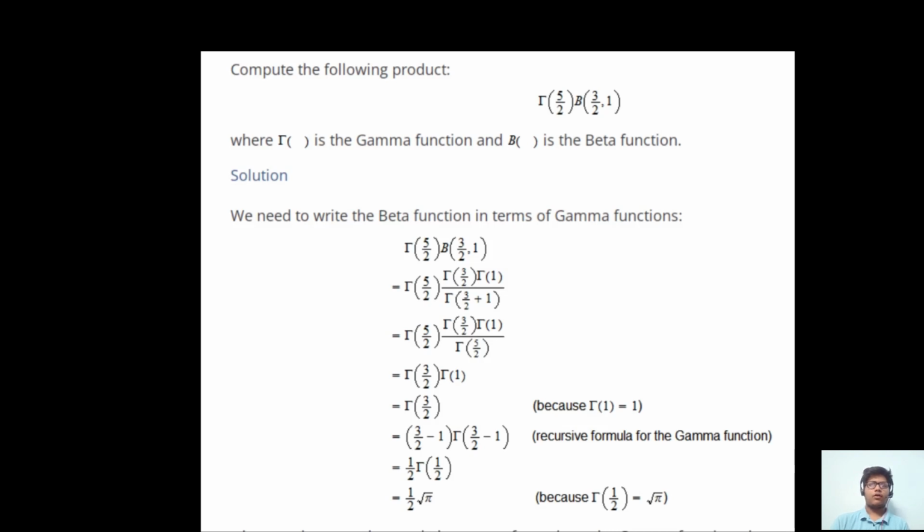And now we use the formula gamma of n is equal to n minus 1 into gamma of n minus 1. Same formula we have used, and we'll get the equation as 3 by 2 minus 1 into gamma of 3 by 2 minus 1, and we'll get the next step as 1 by 2 gamma of 1 by 2. We also earlier discussed that gamma of 1 by 2 is nothing but root pi, hence we'll get the final answer as root pi by 2.